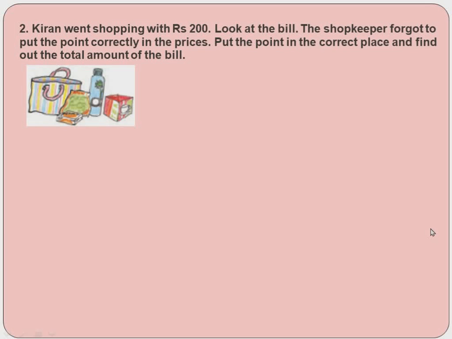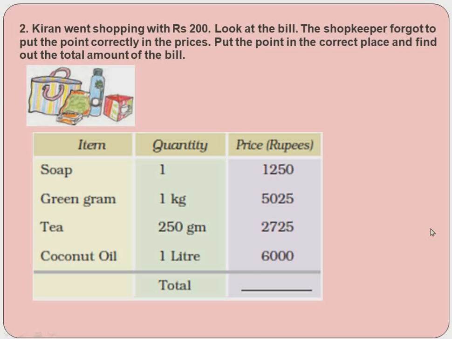Okay. Now, Kiran went shopping with rupees 200. Look at the bill. The shopkeeper forgot to put the point correctly in prices. Put the point in the correct place and find out the total amount of the bill. So he went shopping with an amount of 200. Look at the bill. If you see this, you feel it's more than 200: the 6,000, 2,700, 5,000, 1,250 and so on. But it seems the shopkeeper forgot to put the decimal points. Point means decimal point.